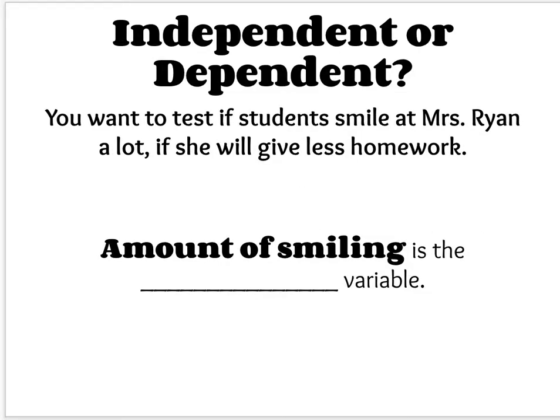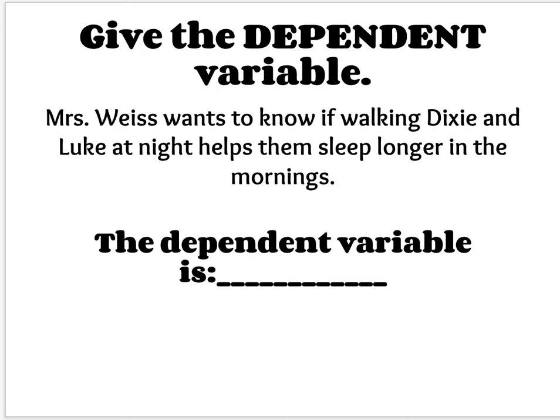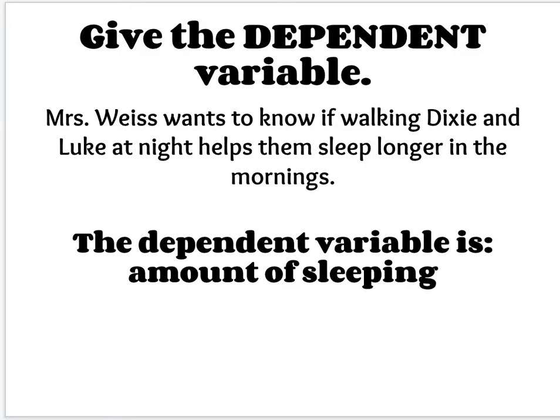You want to test to see if smiling at Mrs. Ryan a lot, she'll give less homework. Amount of smiling is the blank variable. Independent variable. Mrs. Weiss wants to know if walking Dixie and Luke at night helps them sleep longer in the mornings. The dependent variable is, so which one is the dependent variable? You have to name that. Amount of sleeping. The amount of sleeping depends on if I walk them at night.